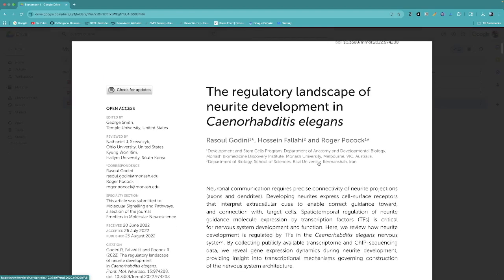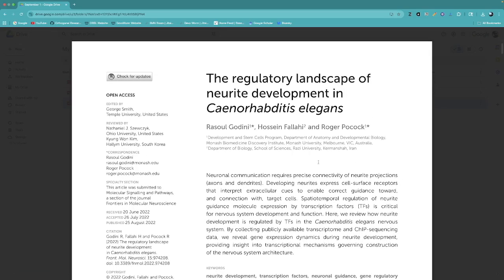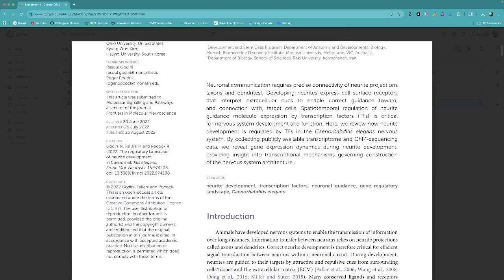elegans. And so this is a little bit different way of thinking about the connectome. The abstract reads, neuronal communication requires precise connectivity of neurite projections, and examples are axons and dendrites. Developing neurites express cell surface receptors that interpret extracellular cues to enable correct guidance towards and connection with target cells.